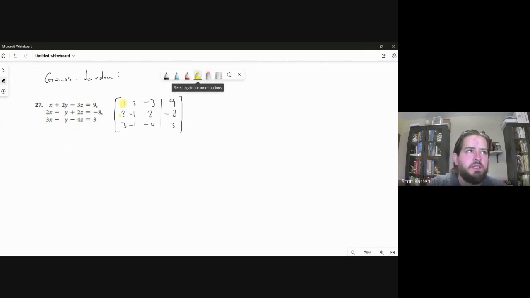Next. The next thing I want to do is to get zeros where my 2 and 3 are. So I'll do that by taking -2 row 1 and adding it to row 2. And I'll take -3 row 1 and add it to row 3. That'll be my new row 2 and 3. So my new system, 1, 2, -3, and 9.